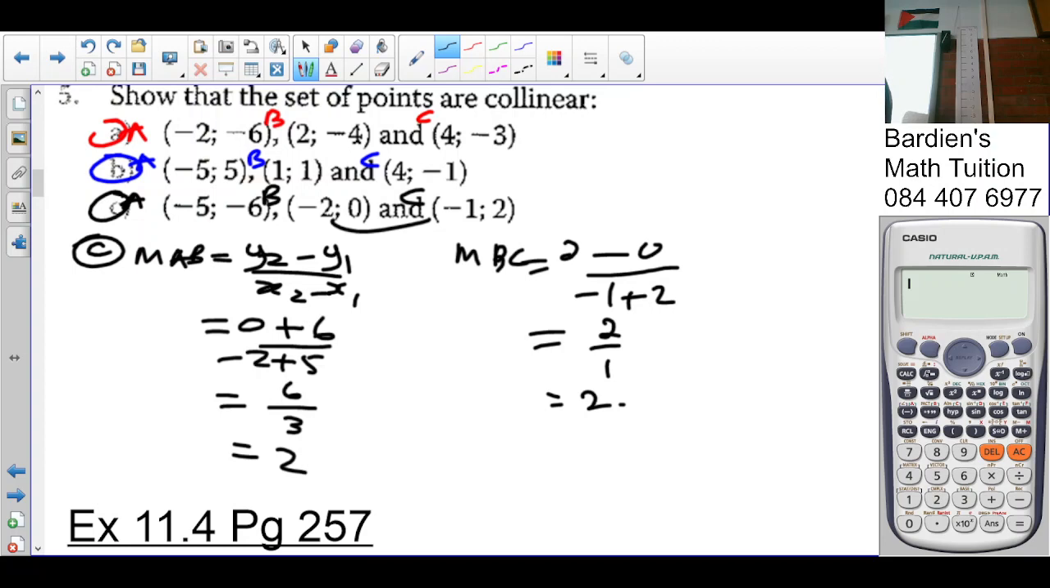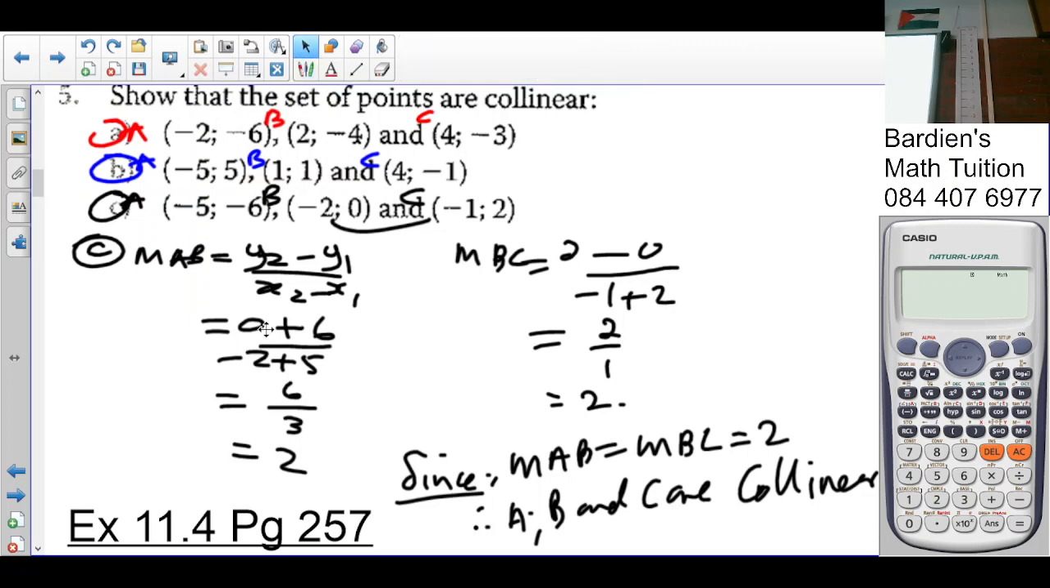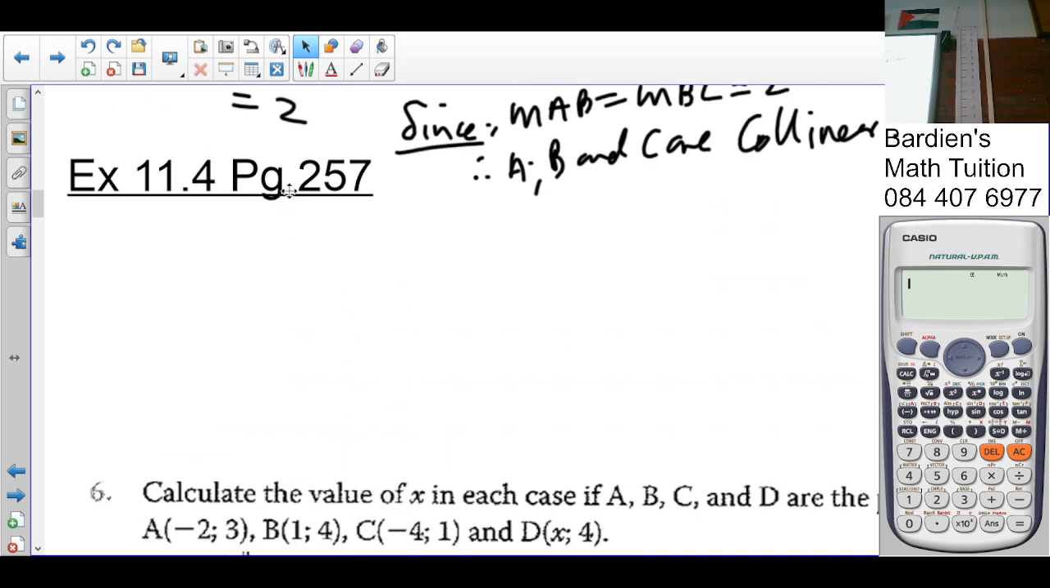Okay, so put the line there and change. These are the same. So how do we conclude? Since the gradient of AB is equal to the gradient of BC, which is equal to 2, therefore A, B, and C are collinear points. Okay? Will you guys understand? Alright, let's carry on with our lives.